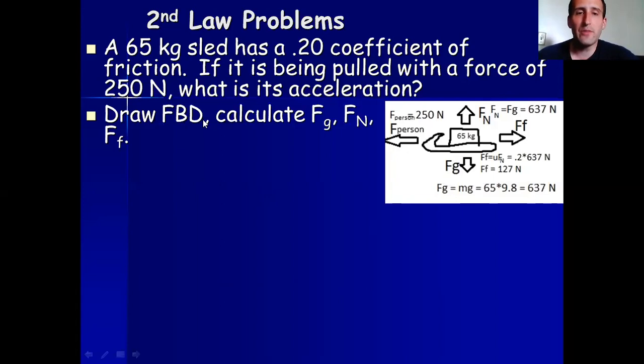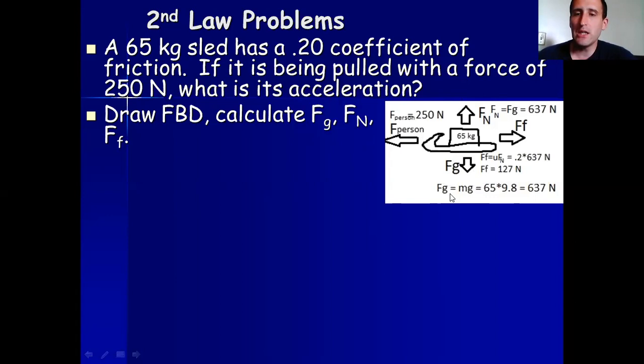So we drew our free body diagram, and now we've got to go about calculating our individual forces. There are four forces here. There's the force of the person pulling forward. There's gravity pulling down. There's the normal force pushing up, and then there's friction pushing backwards. So there's four forces, but in the problem, they only told us what one of them was. So we have to go ahead and calculate the other three forces, okay?